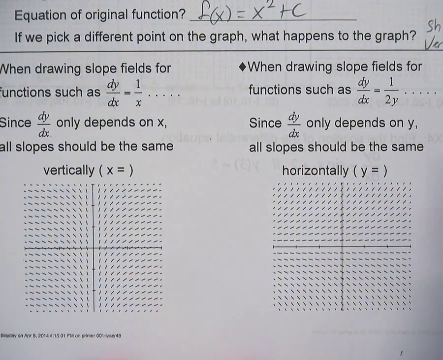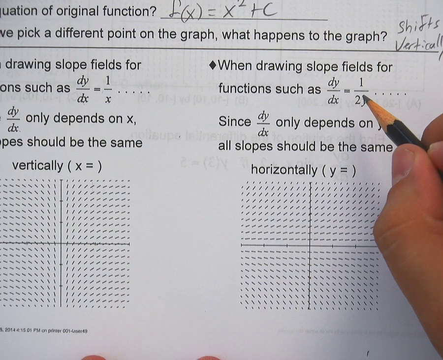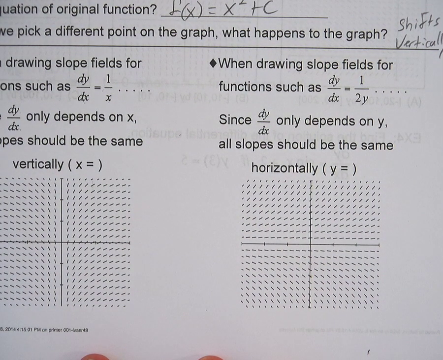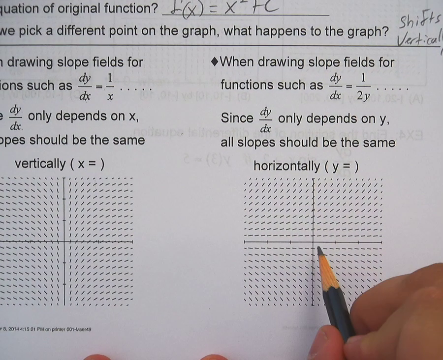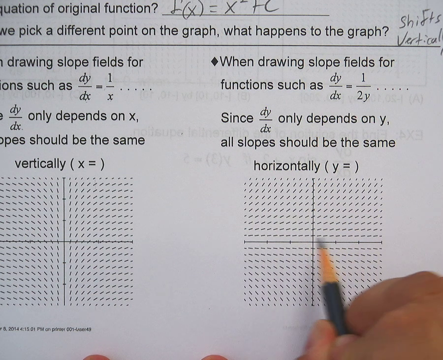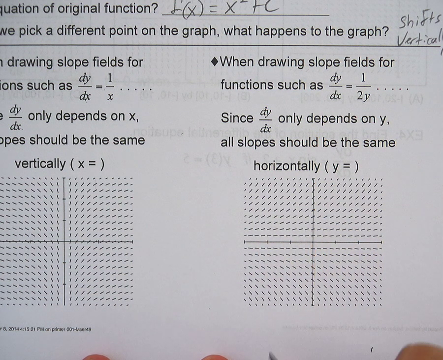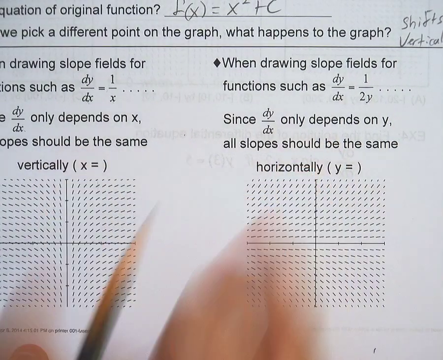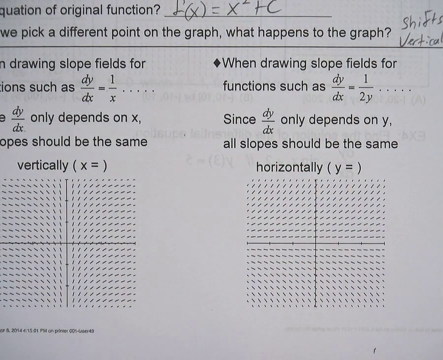The same can be said with y. If all you've got is y values, then all of the slopes for those y values should be the same. So horizontally, here's 1. All those slopes are the same. Here's 2. All those slopes are the same. These are two little shortcuts that you can use when you're going through and doing these differential equations.